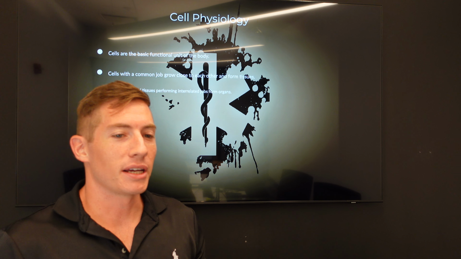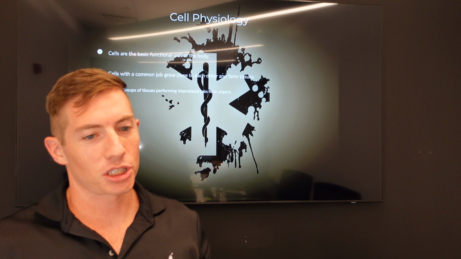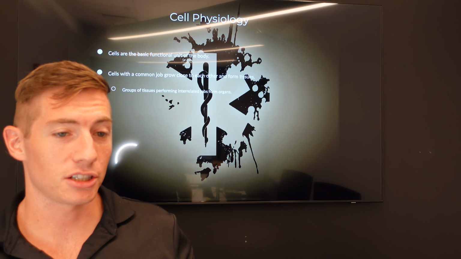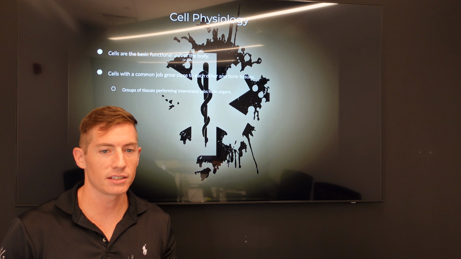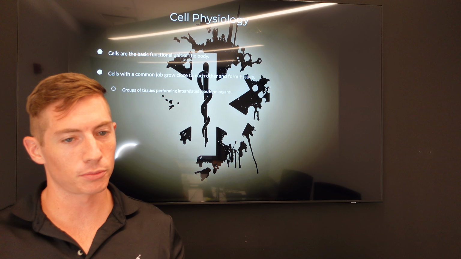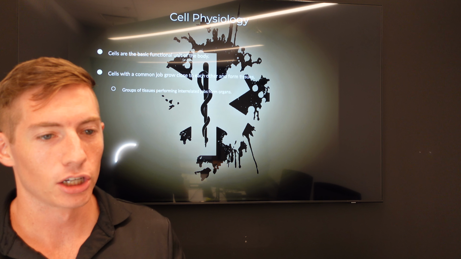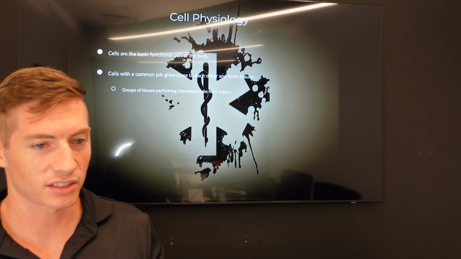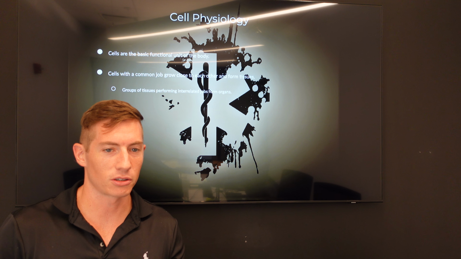At the cellular level, we have cells. These are the basic functional unit in the body. Differentiation refers to cells becoming specialized to perform specific functions. Cells with a common job are grouped closely together and called tissues. Groups of tissues that perform interrelated jobs form organs. Cells perform the following general functions.